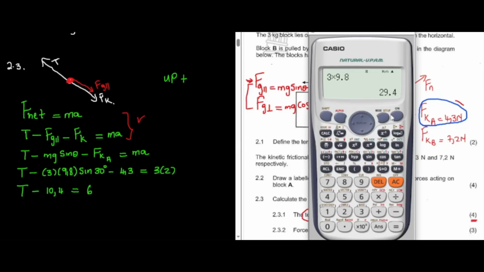So let's go back and write this down. We got negative 19. So it's 3 times 9.8, I think you guys get the idea, times the sine of 30. And then we minus that. Remember, this is negative. Okay, I'm just going to put this inside the bracket. Let's minus that 4.3. I'm just doing this to help you practice how to get this right. So this will be negative 19.